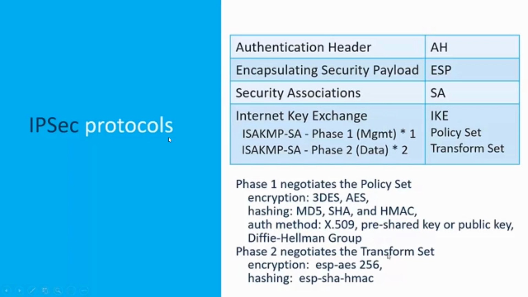Phase 2 negotiates the transform set. Now, this is used to secure the data. In the transform set, we set up the encryption that's going to be used. Let's say we're going to be using ESP with AES encryption and a 256-bit key. And the hashing that'll be used for the integrity check. Let's say we're using ESP with a SHA hash with a keyed hash using HMAC. Those are the basic protocols, or the suite of protocols, that you'll see in IPsec.